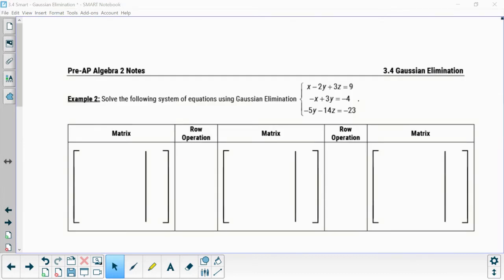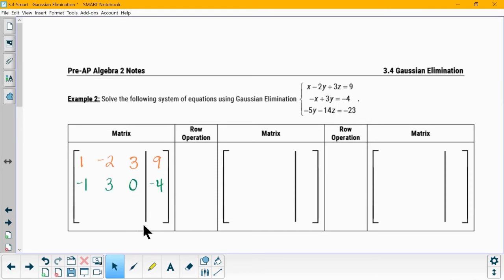Let's go ahead and look at another example. I have the system given. So what I'm going to do first is write this as a matrix. So I have 1, minus 2, 3, and 9 is going to be my first row. Negative 1, 3, 0, negative 4 is going to be my second row. I don't have any x's, so it's going to be 0, negative 5, negative 14, negative 23 as my third row.